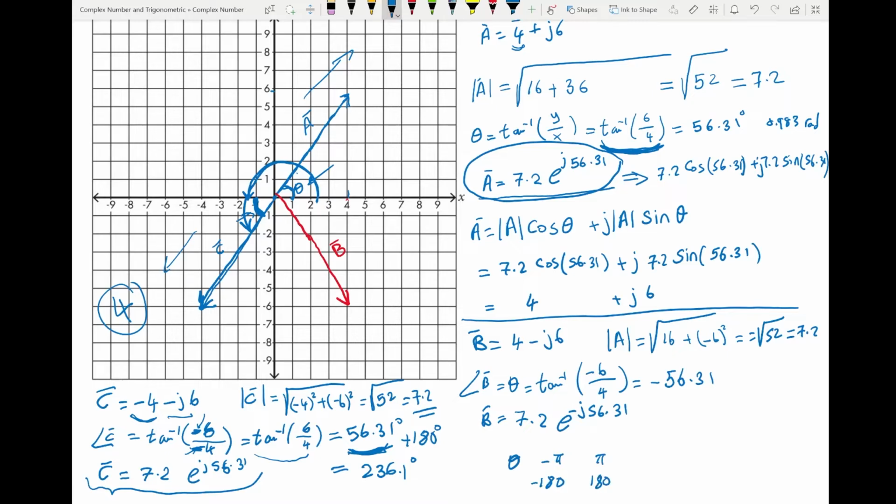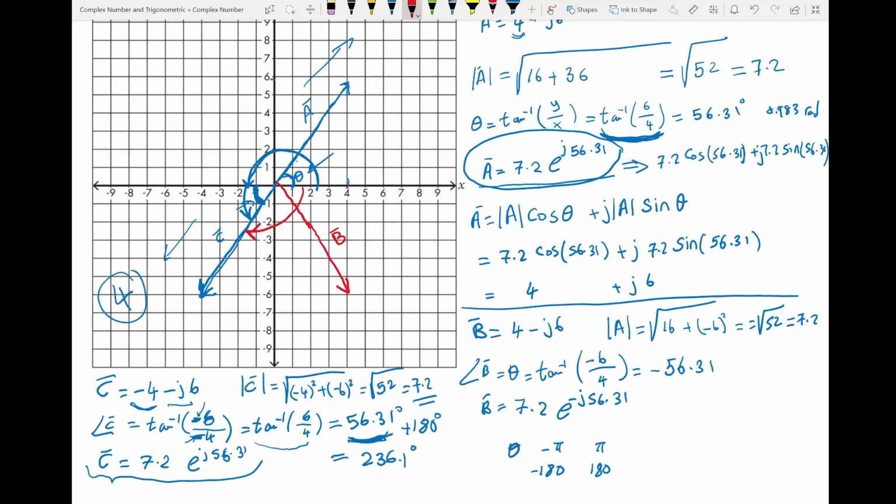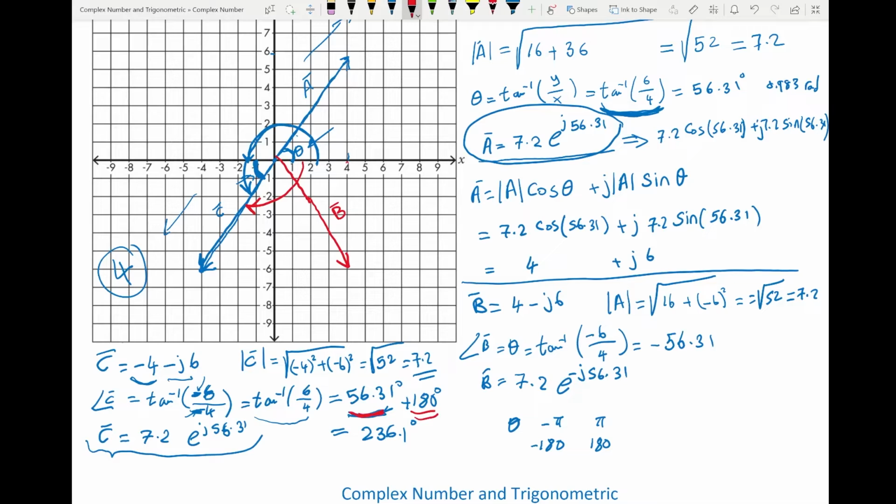then I will consider this angle. So instead of adding 180 to the 56.31, I subtract 180. So then theta will be 56.31, what the calculator gave me, minus 180, and that answer will be minus 123.69. So now this is this angle here. So you can use angle 236.1 where theta ranges from 0 to 360 degrees. Or you can use this angle where theta ranges between minus 180 to 180.